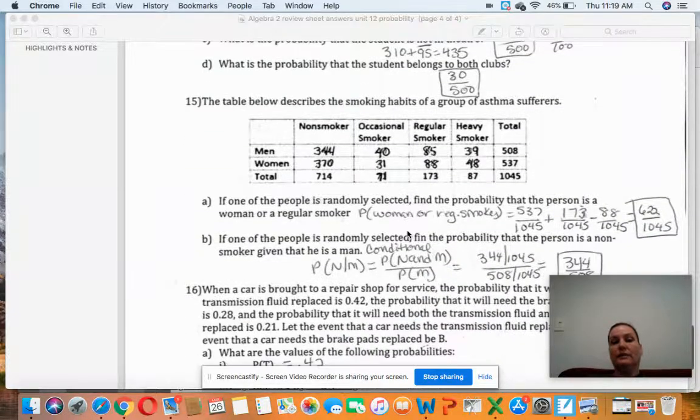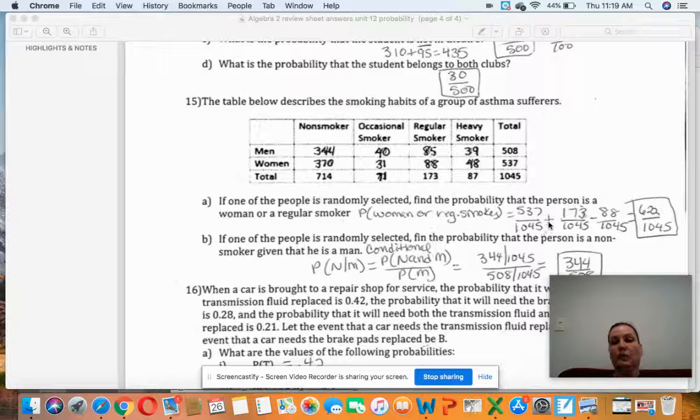This next question is a table for smoking habits for men and women: non-smoker, occasional smoker, regular smoker, heavy smoker. And again, the numbers were kind of light, so I traced over them. Sorry if they're a little messy. One of the people selected at random, find the probability the person is a woman or a regular smoker. So the probability of a woman is 537 right here. I just took woman and I followed it across, 537 over 1,045.